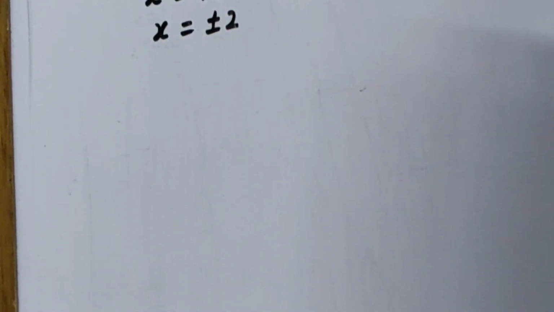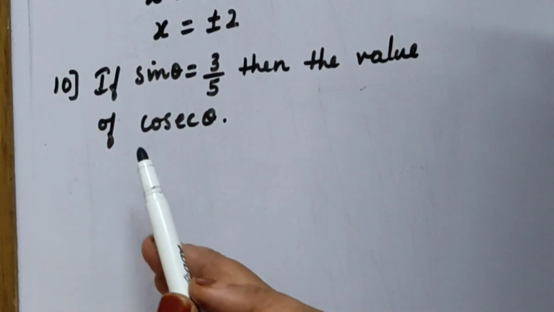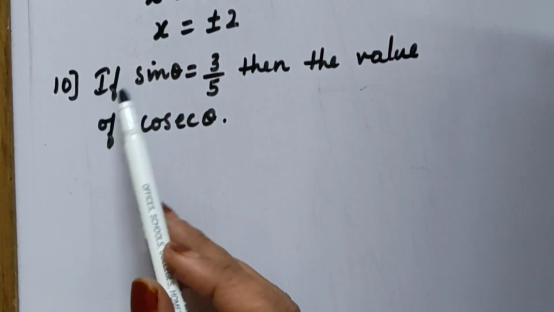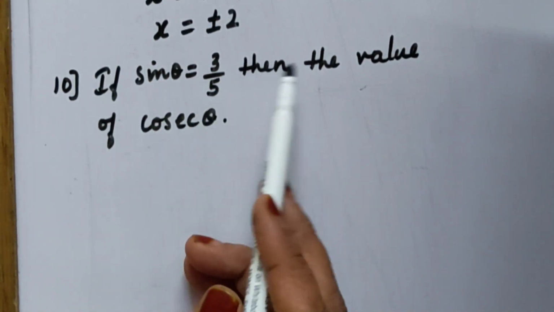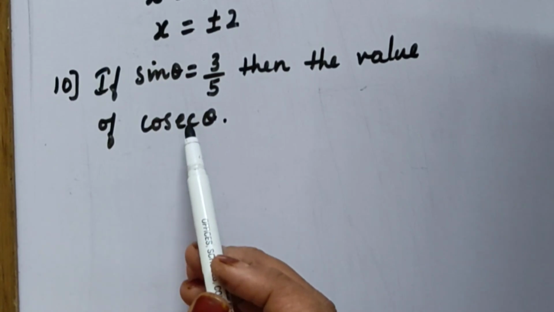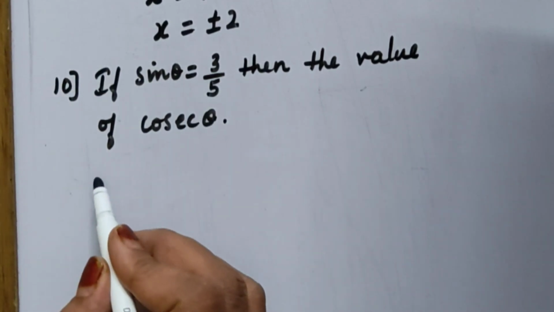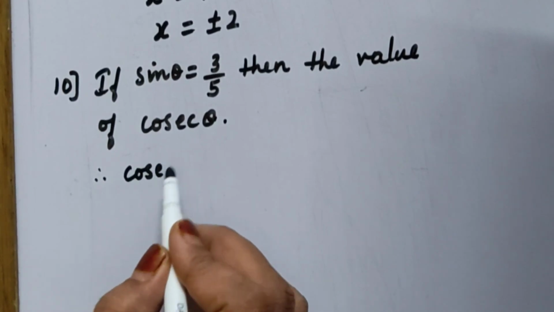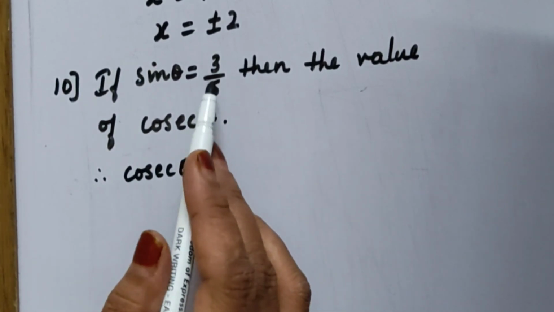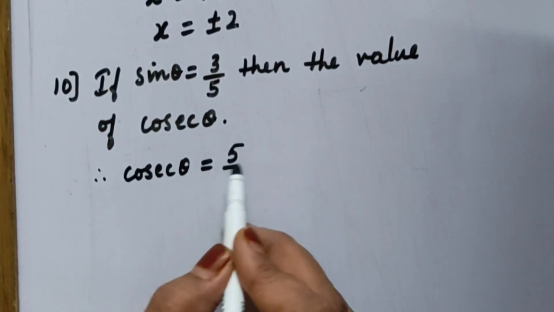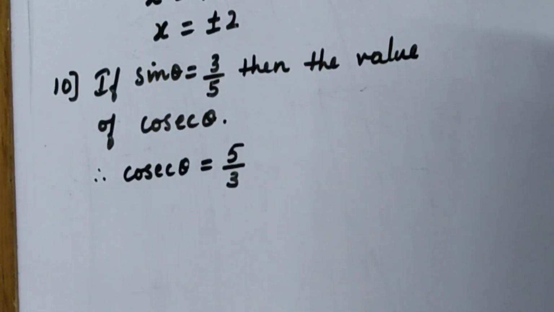Here is the next question. If sine theta equals 3 by 5, then the value of cosec theta will be the reciprocal of sine. Therefore, cosec theta equals the reciprocal, we just write 5 by 3.